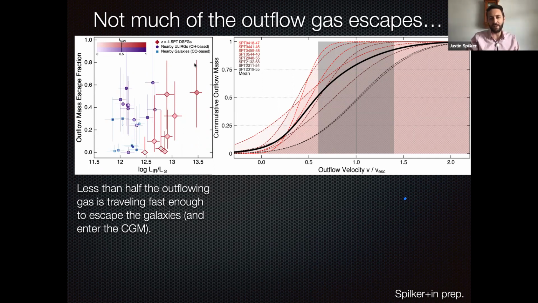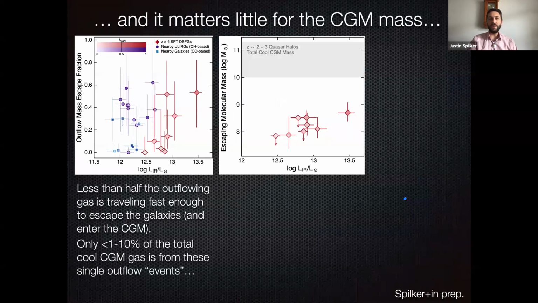And we essentially find that somewhere between 1 and 50%-ish, with a wide degree of scatter, of the gas in these molecular outflows is going to escape out into the CGM. And so what that means, as far as the CGM is concerned, is not a whole heck of a lot, actually.